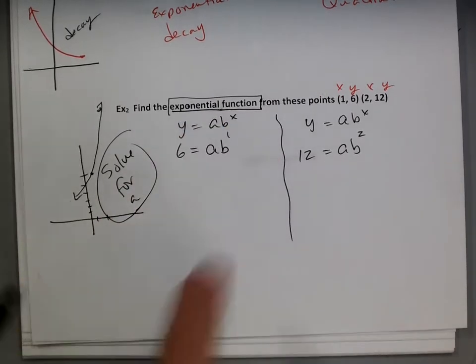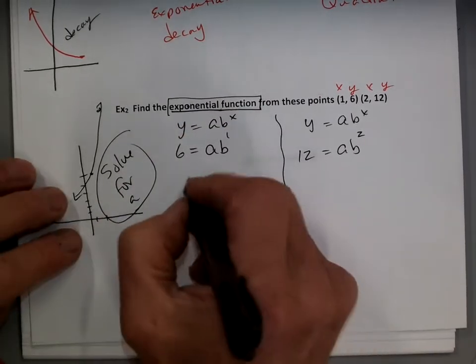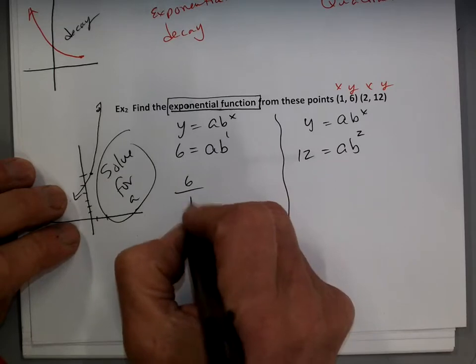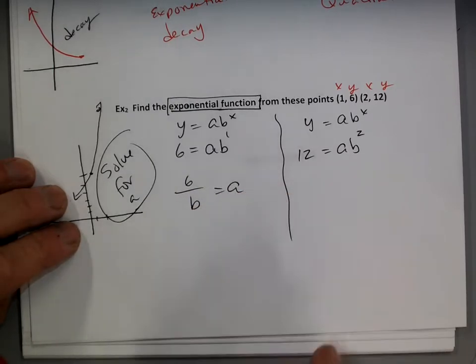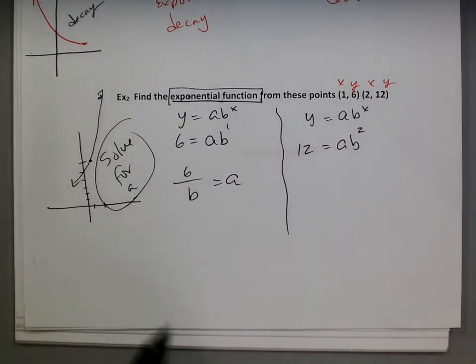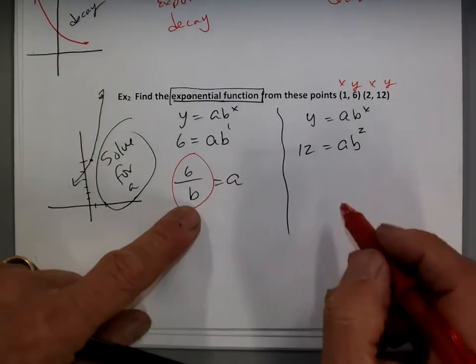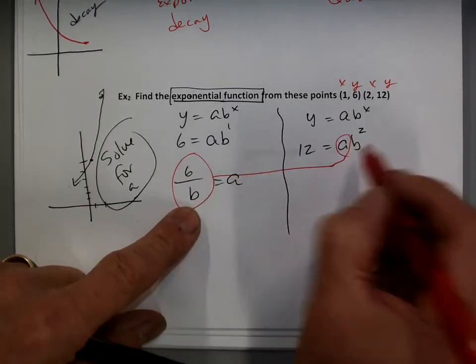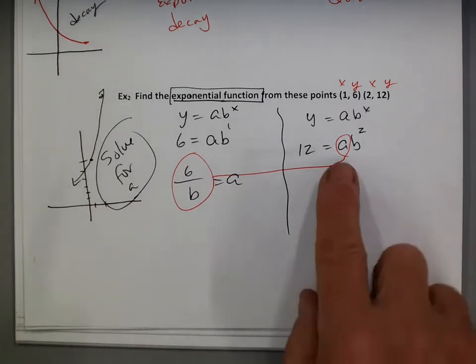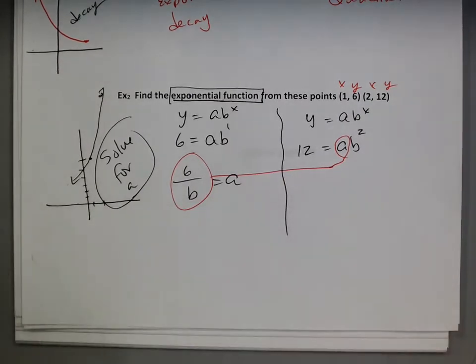Watch what happens, okay? Divide by b, and I've got 6 over b equals a, okay? And then what I'm going to do is put this 6 over b in here for a. So I'm going to substitute, okay? So instead of writing a, I'm going to write 6 over b.